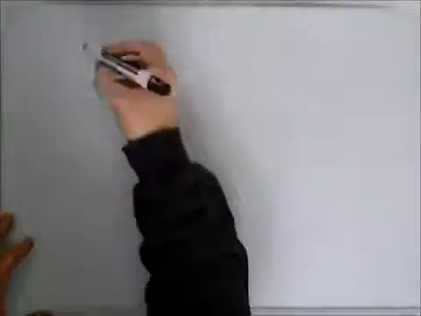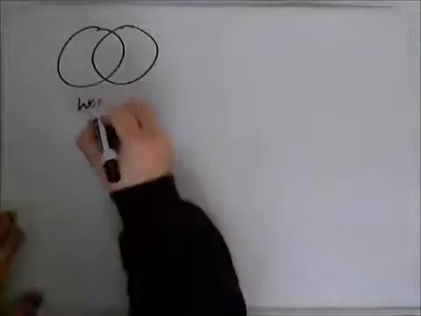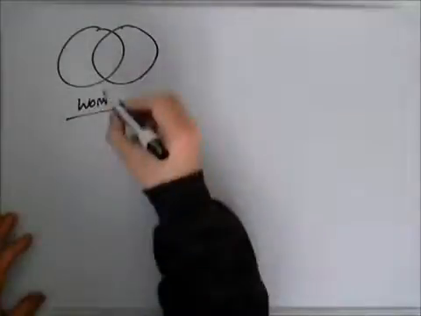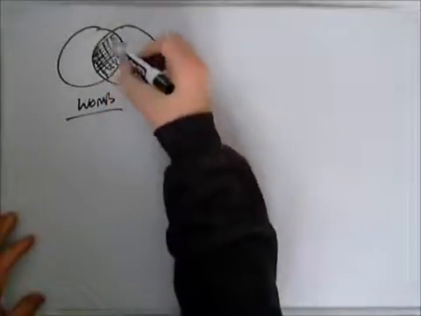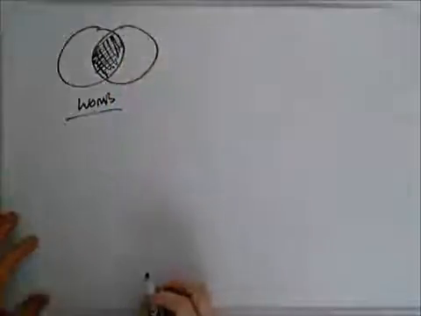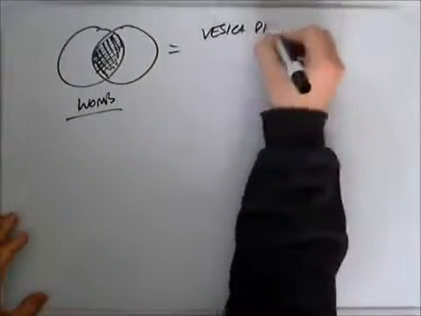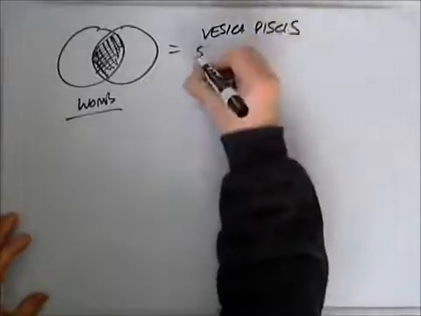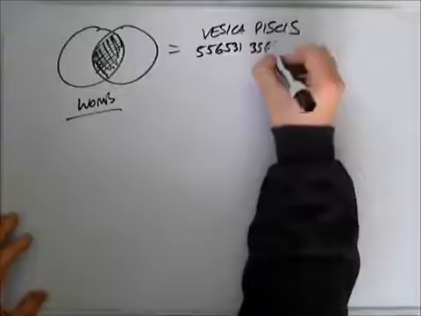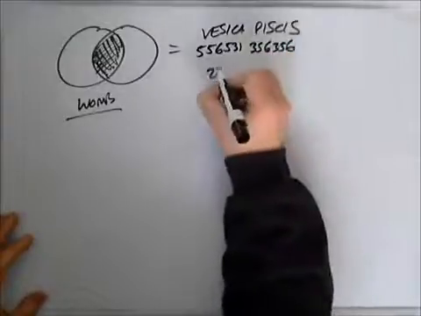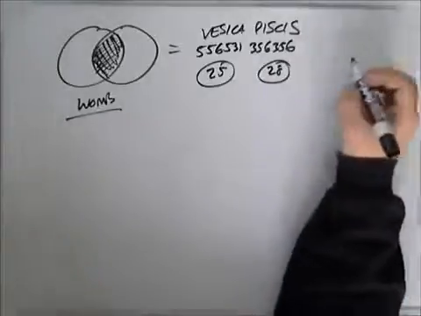So I just want to take a look at this Vesica Pisces a little bit more. This is a womb of creation. We understand that this is basically the vagina of the cosmic mother that gives birth to all of creation. And it's called the Vesica Pisces. And we can do the numerology of this. Vesica equals 25, and Pisces equals 28.